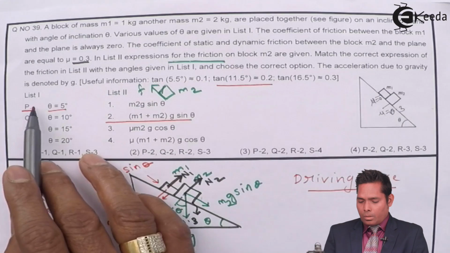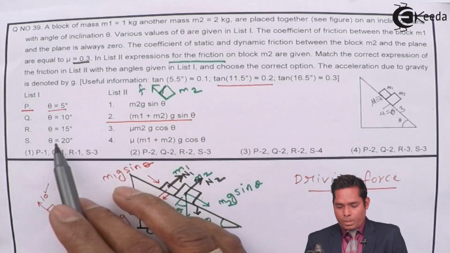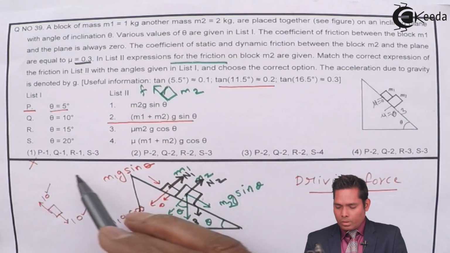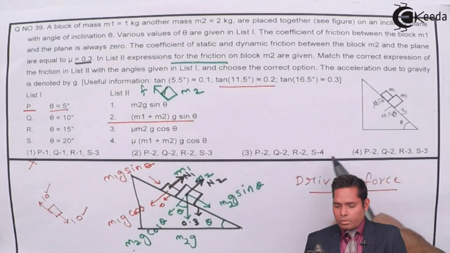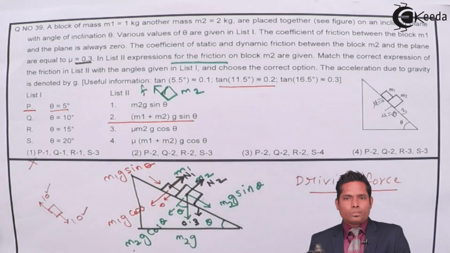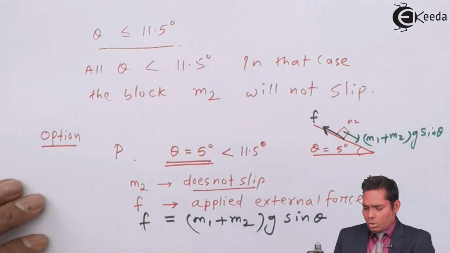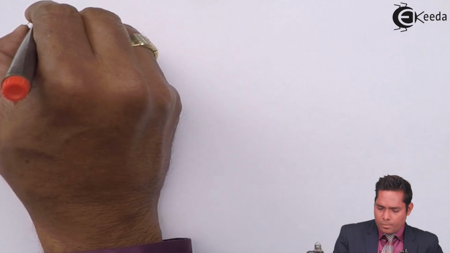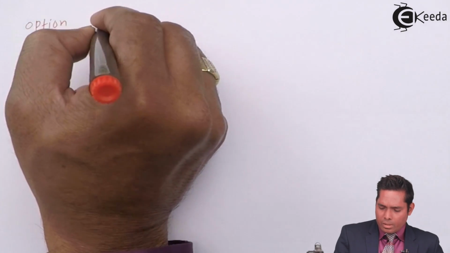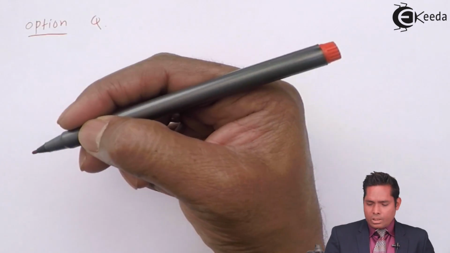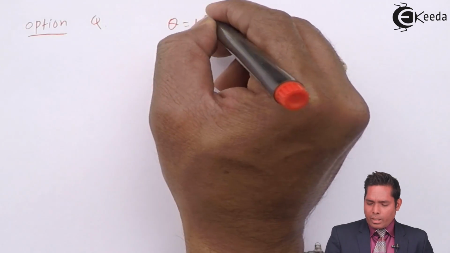So this is P and this is 2. P and 2, this is not correct. P and 2, we have 3 options, so you have to solve for another Q. Now if I see Q option number Q will check. It says theta equals 10 degree. You take theta as 10 degree.